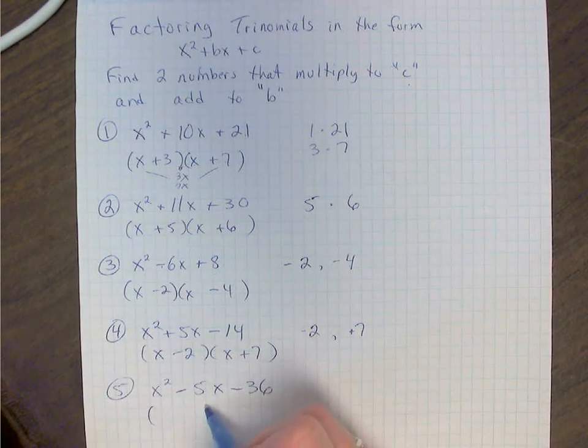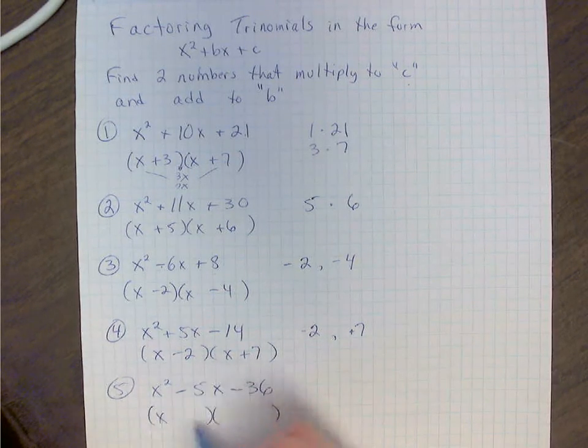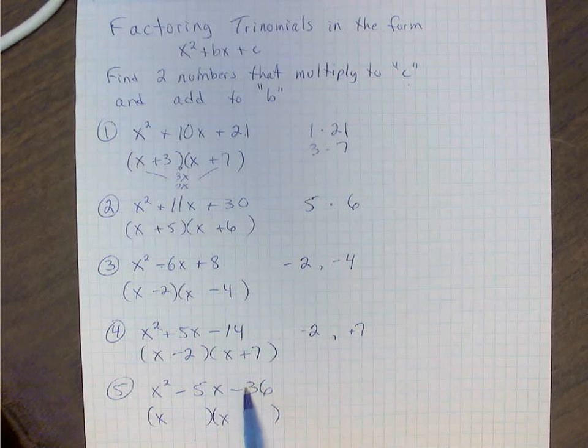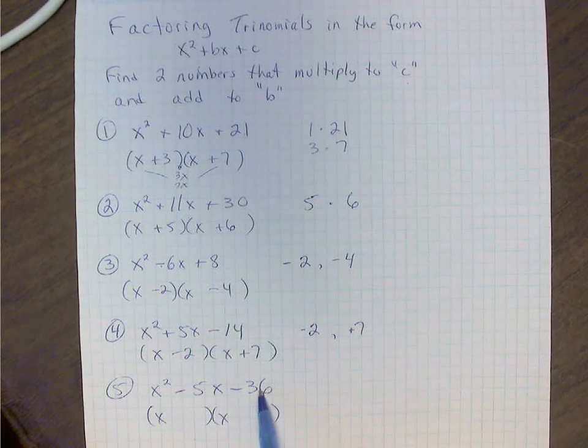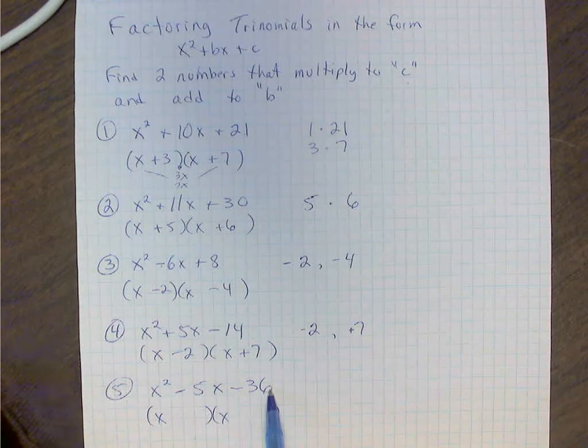To try number 5, open up this next set of brackets. You've got your x times your x. Again, this is a negative sign, so two numbers that multiply to negative 36 and add to negative 5. You know one number has to be positive, one has to be negative.